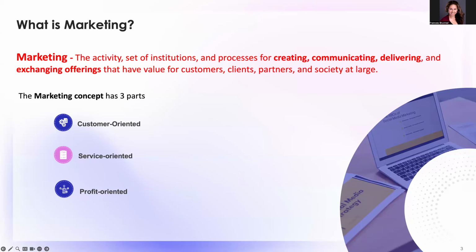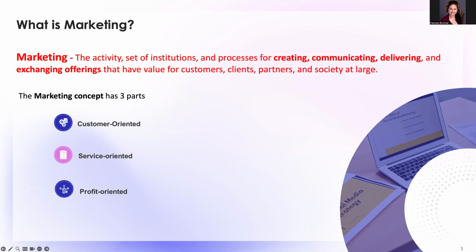So what is marketing? We define marketing as the activity, the set of institutions and processes for creating, communicating, delivering, and exchanging offerings that have value for customers, clients, partners, and society at large.